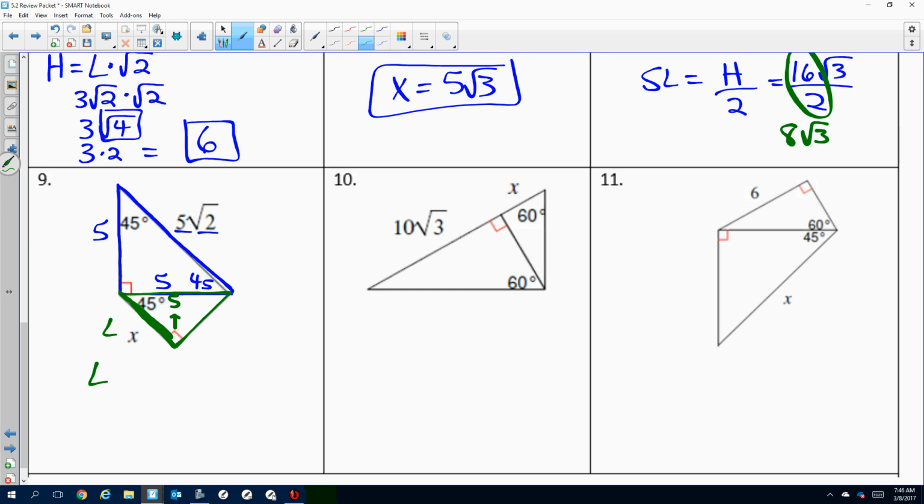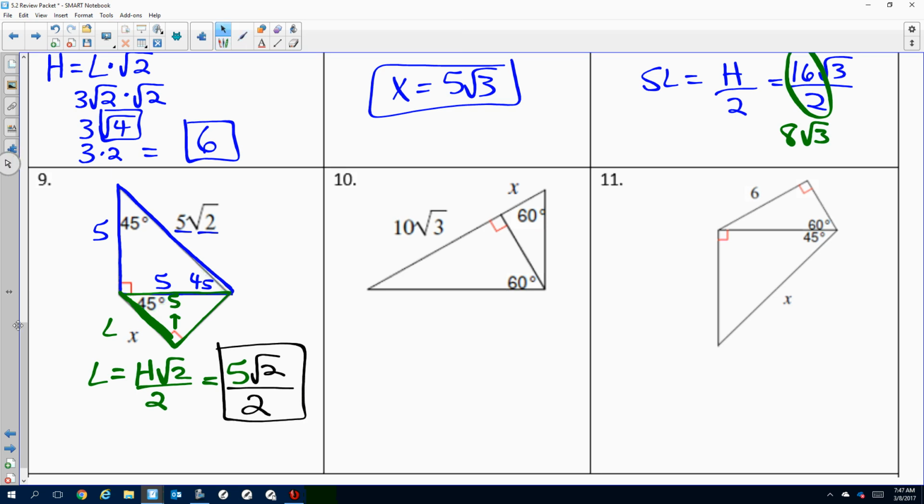To get to a leg, you take your hypotenuse, multiply by the square root of 2, divided by 2. So I'm going to substitute. My hypotenuse is a 5. I'm going to take that with the radical 2 and then divide by 2. 2 cannot go into 5, so we're done. There's our answer.